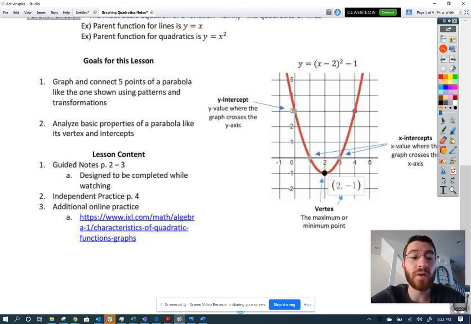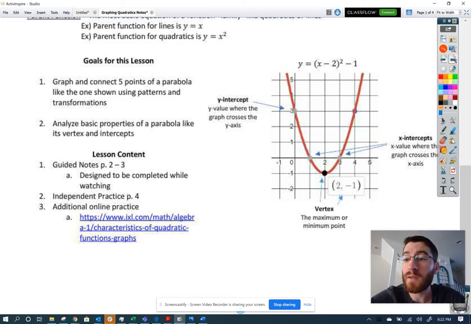So in this lesson, we're going to have some guided notes, about 2 pages worth, and that's designed to be completed while watching along with me. And then you'll complete some independent practice. And then if you would like some additional practice, there's a great IXL practice that covers the second goal for today, which is analyzing basic properties of a parabola.